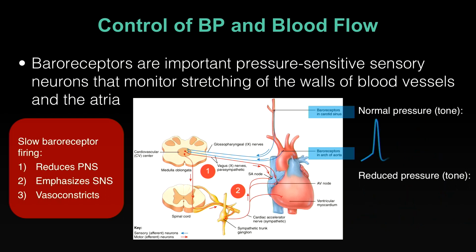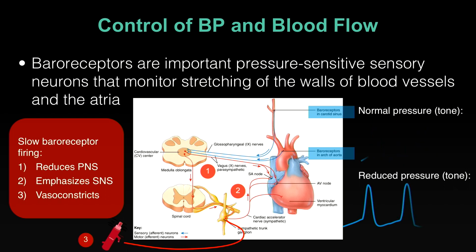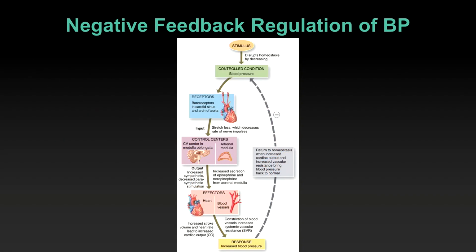And then what's not shown here is this third prong of attack. We vasoconstrict the arteries to increase total peripheral resistance. If the pressure is too low, if the firing rate is too slow, these are the compensation mechanisms to bring pressure back up. They do that through increasing cardiac output and increasing total peripheral resistance. All of those will bring pressure back up. Now, what we've just described here is the negative feedback loop that regulates blood pressure.